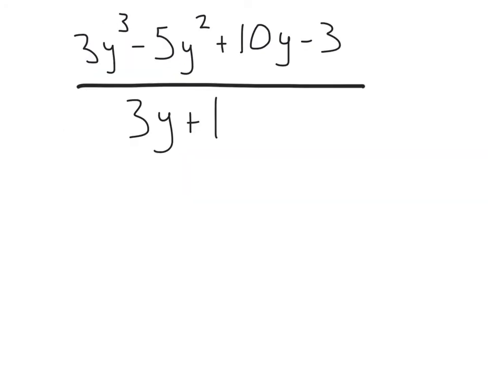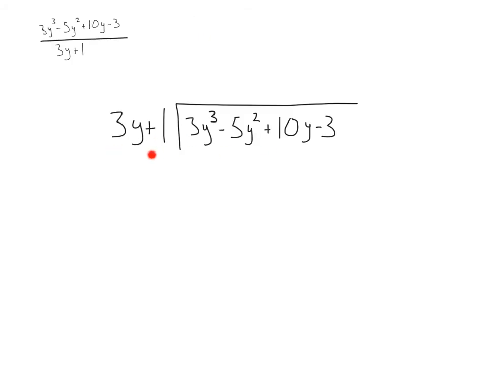All right, so that's kind of long, but it's called long division. What do you expect? Come on. Here we've got 3y cubed minus 5y squared plus 10y minus 3 divided by, a different way to write it, 3y plus 1. Okay, so it is long, but once you get the hang of it, you can actually go much quicker. So I'm going to do this one a little more quickly than the last, see if you can follow along, but it's the same process.